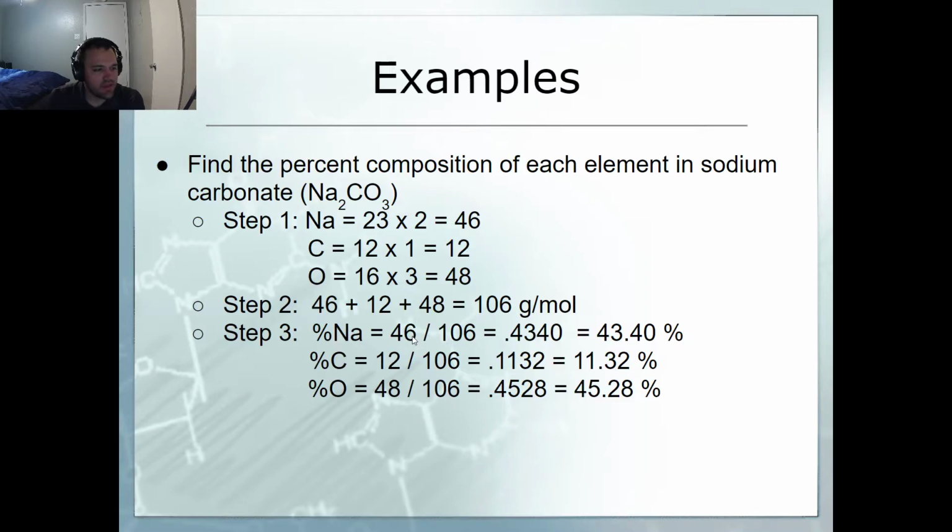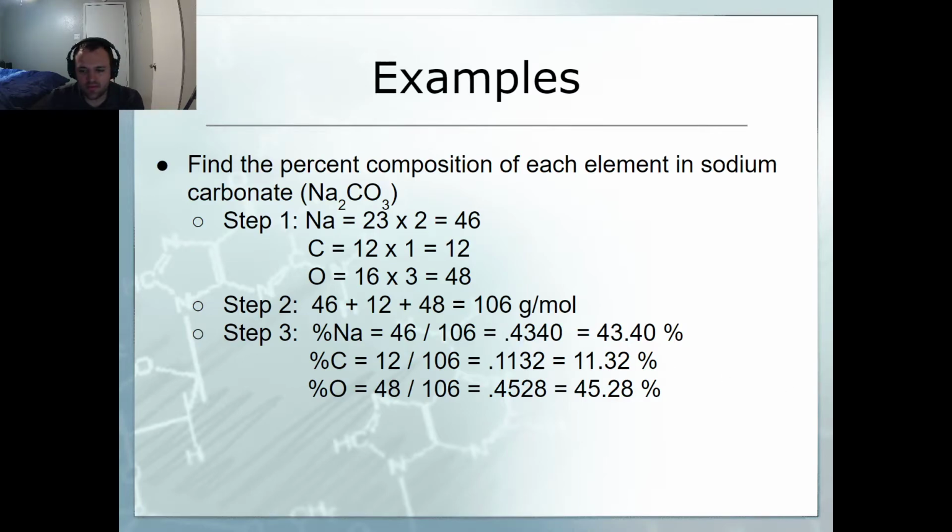You're going to take the number from step 1 for sodium. So for Na, we ended up with 46. And then we're going to divide that by the total molar mass. So 46 divided by 106.